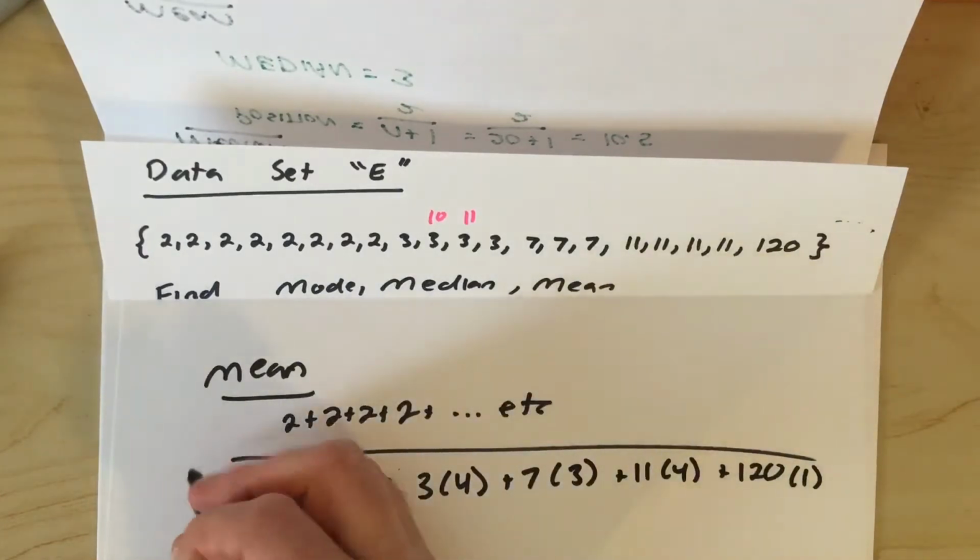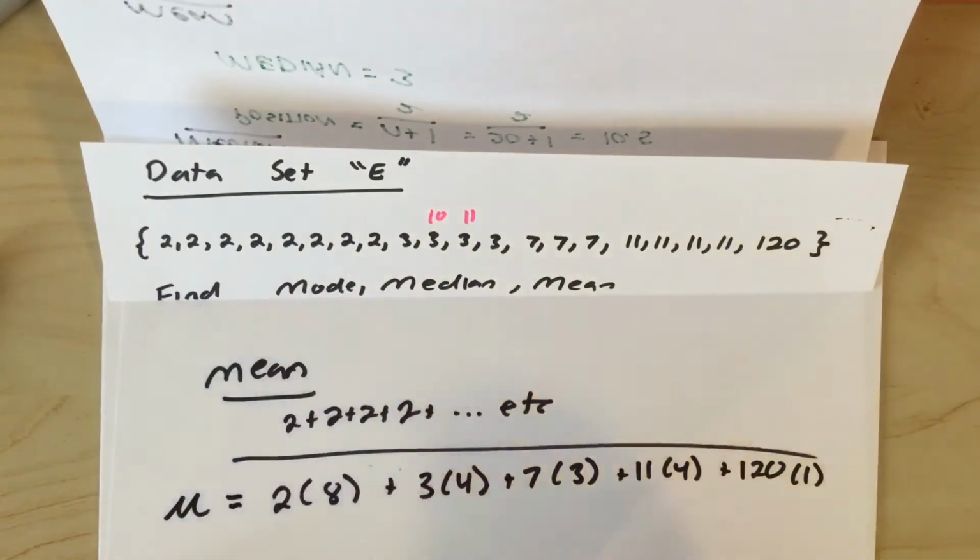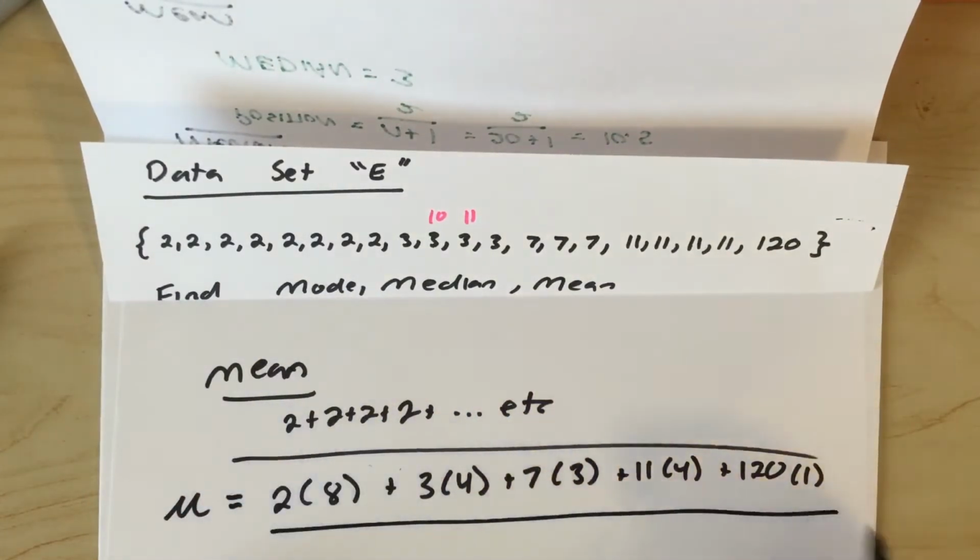And this is all equal to the mean, right? So the mean is going to be equal to all this, all divided by, how many points do we have? All divided by 20. And if you plug that in, you're going to get 10.7. So the mean of this data set is 10.7.